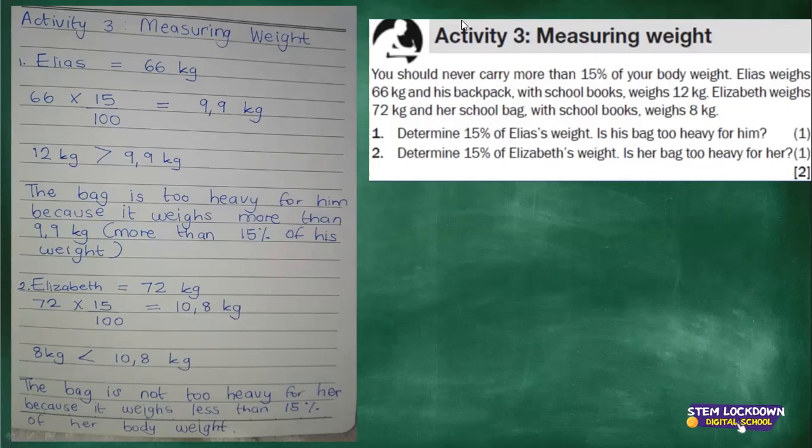So you cannot leave it at just calculating the 15%. You need to go on again and answer if the bag is too heavy or not based on your calculations. So that's what we did for both questions. Had you done only one part and not the other, then you wouldn't get the full marks for the question.